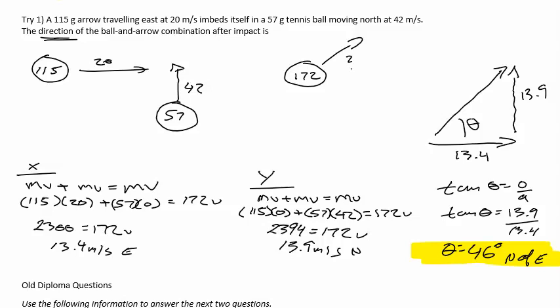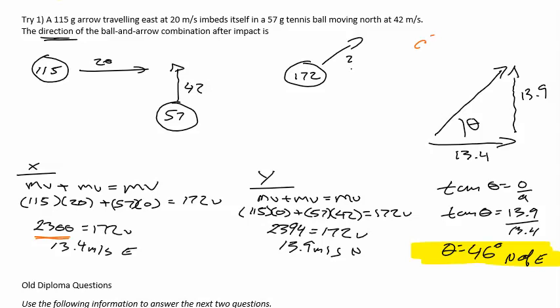Now, we also could have simply used the total momentum in the x direction and used 22,300 here, gram meters per second, I should say. And here, instead of the 13.9, we could have used 2,393 gram meters per second. But we've used velocity here in the example. If you use momentum, that is fine. Finding the angle to be 46 degrees north of east.